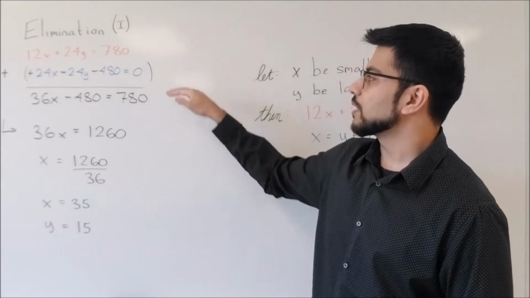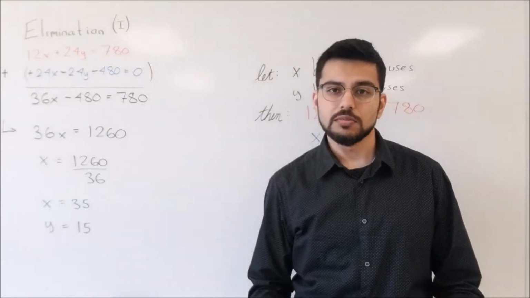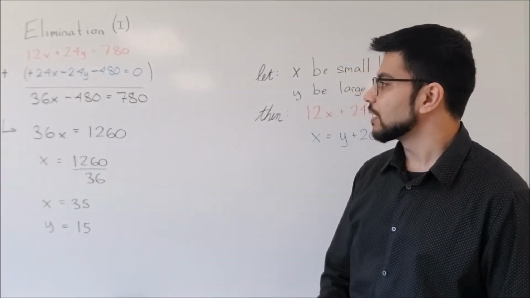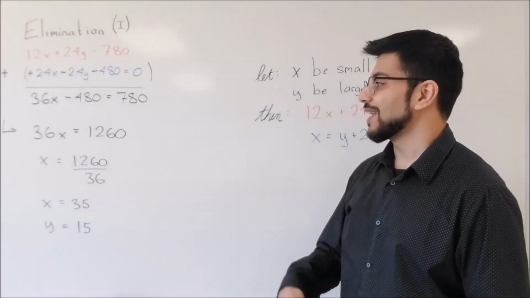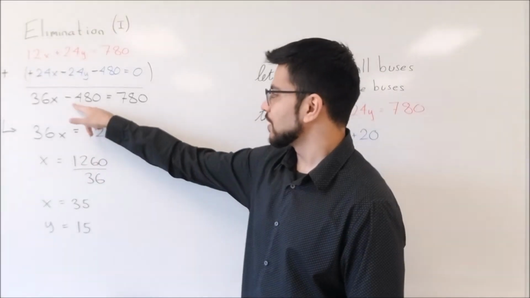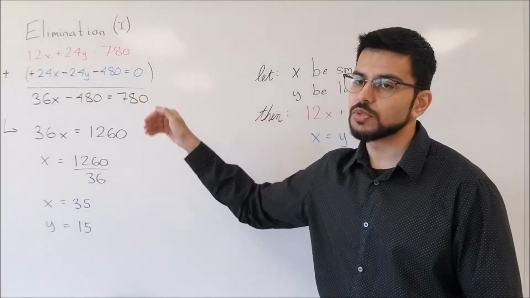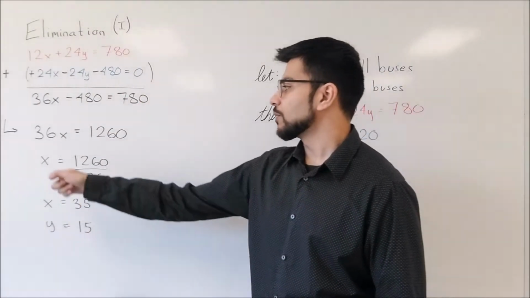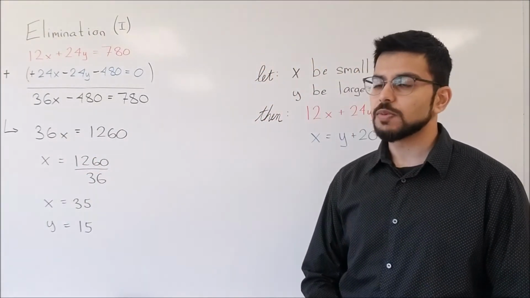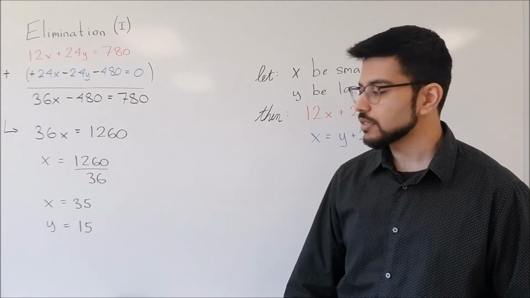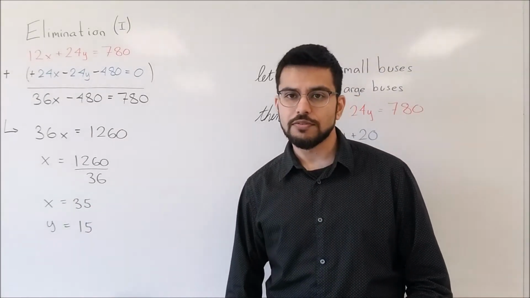Lastly, I have 780 plus or minus 0. It doesn't make a difference. I'm left with 780. Now, if I move this 480 over to the other side, it means I have to add it to the other side, right? If I have a negative on one side, I have to add to both sides to move it over. I end up with 36x is equal to 1260. Divide both sides by 36. That will isolate x, and then ends up being 35.